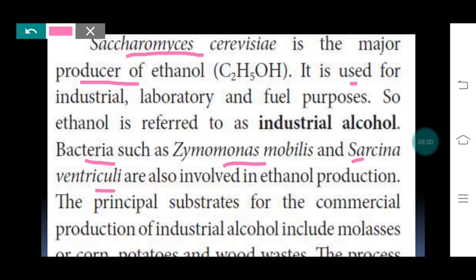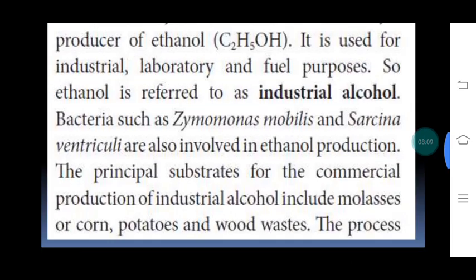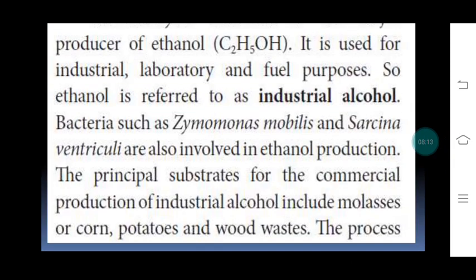So these are the microorganisms, or bacteria, used for ethanol production. Okay. And the fourth subtopic is the principal substrate for ethanol production. The principal substrates for the commercial production of industrial alcohol include, all these are 1 mark question, molasses. Molasses is a waste product or end product of sugarcane juice, or corn, potatoes and wood waste.